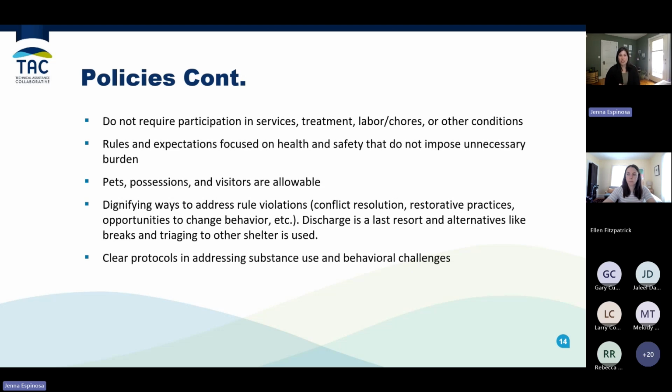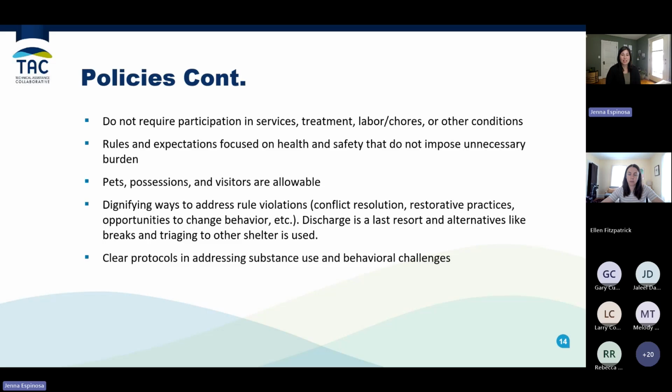Pets, possessions, and visitors are allowable. We've talked quite a bit about pets and the importance of that. So it's great to hear that there's spaces where pets are allowed in your system. Possessions came up. And we're going to talk more about that in our environmental framework, but that is a big one. And it's really tough to navigate because we know that there are risks with having people bring their possessions inside, but also there's space that's needed for that and all that. So we're going to talk more about that.